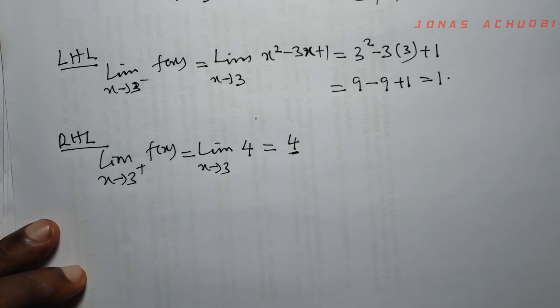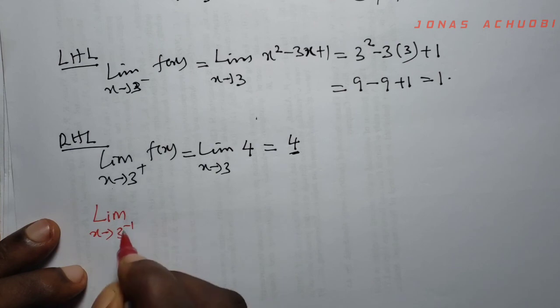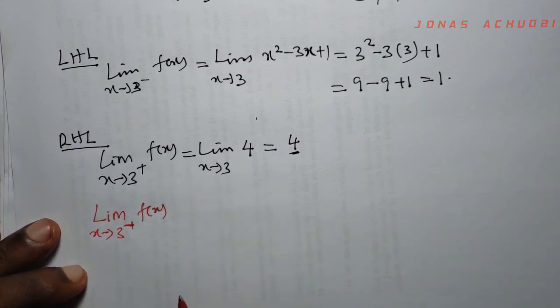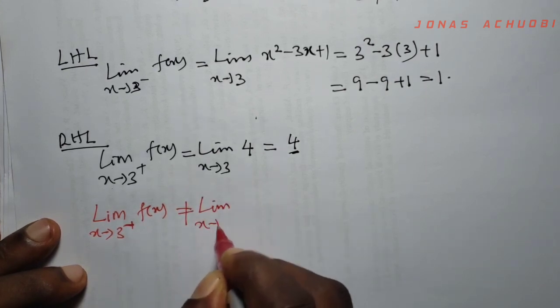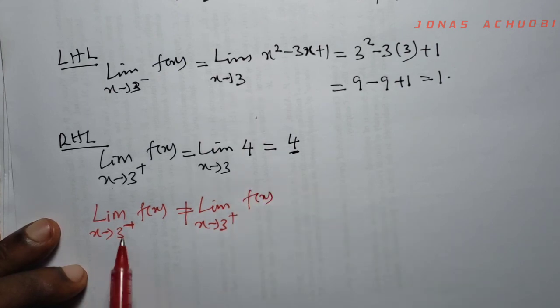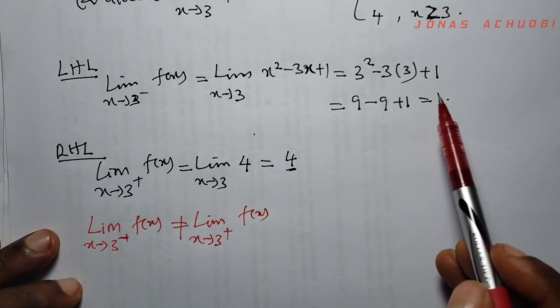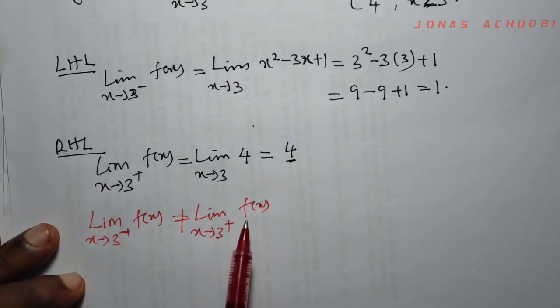So what do we observe here? We observe in this example that the left-hand limit as x tends to 3 from the left of the function f of x exists, but is not equal to the limit as x tends to 3 from the right of f of x. The left-hand limit is 1, the right-hand limit is 4. So the left and the right-hand limit both exist, but they are not the same. So what conclusion can we make from here?